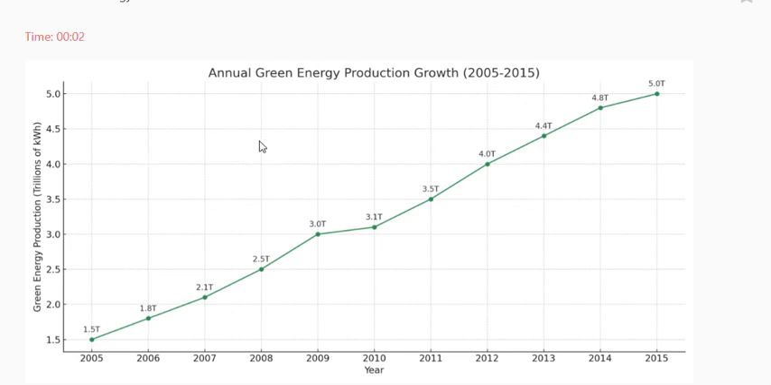The line chart in front of me represents annual green energy production growth from year 2005 to 2015. From the image I can see that in 2005 the green energy production was just 1.5 trillions of kilowatts, whereas it is gradually increasing through the years, reaching 3 trillions of kilowatts in 2009. It is 5 trillions of kilowatts in 2015. Overall, the image gives me a lot of information.